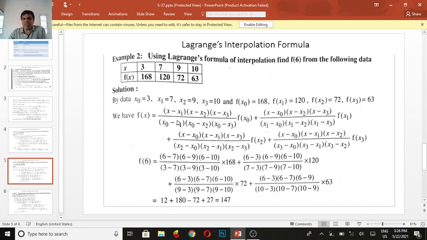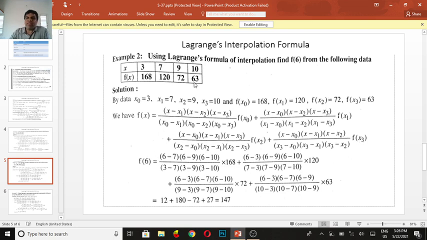As we studied, f of x equals x minus x1, x minus x2, x minus x3 divided by x0 minus x1, x0 minus x2, x0 minus x3 into f of x0, plus x minus x0, x minus x2, x minus x3 divided by x1 minus x0, x1 minus x2, x1 minus x3 into f of x1, plus x minus x0, x minus x1, x minus x3 divided by x2 minus x0, x2 minus x1, x2 minus x3 into f of x2, plus x minus x0, x minus x1, x minus x2 divided by x3 minus x0, x3 minus x1, x3 minus x2 into f of x3.